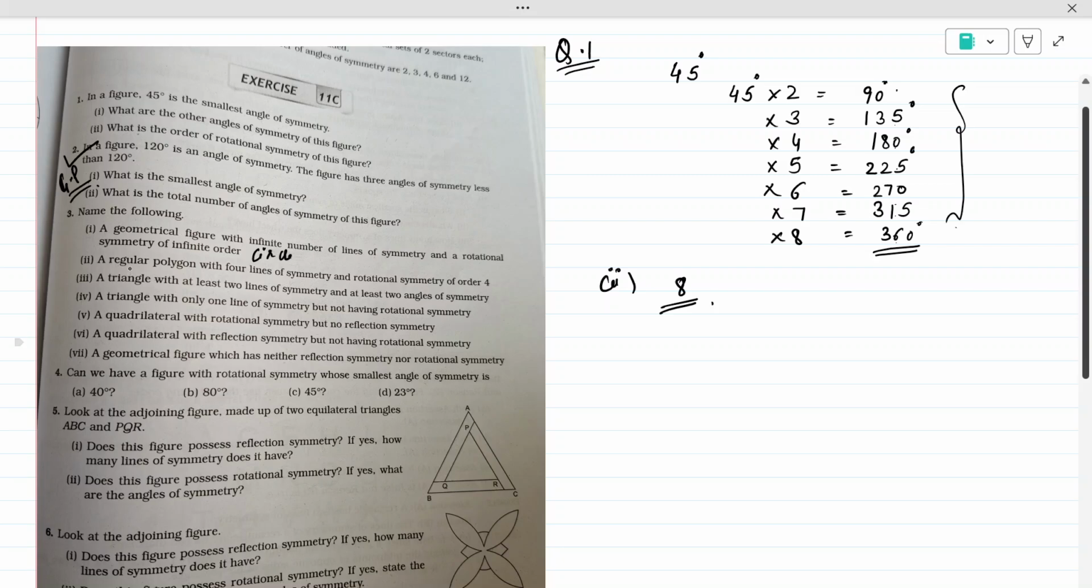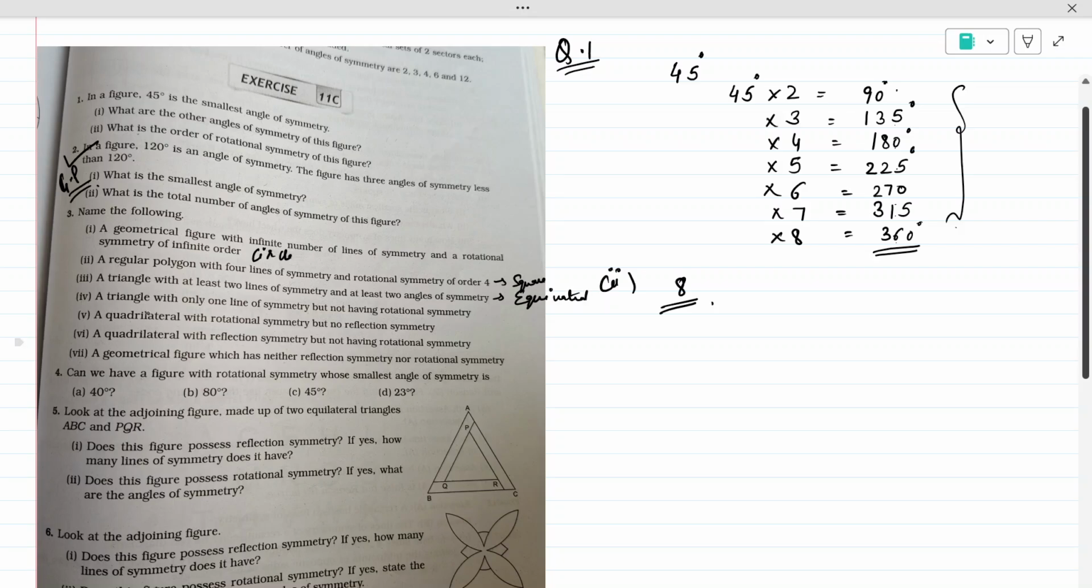Next, a regular polygon with 4 lines of symmetry and rotational symmetry of 4. This also we have done. This is a square, right? Next, a triangle with at least 2 lines of symmetry. So whenever we have a triangle with at least 2 lines of symmetry, that means we are talking about an equilateral triangle and at least 2 angles of symmetry. So it holds true for equilateral triangle.